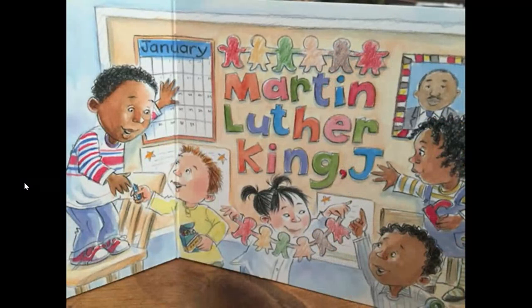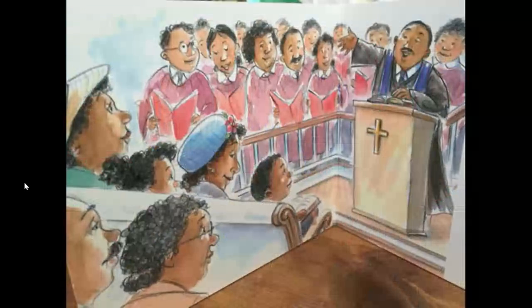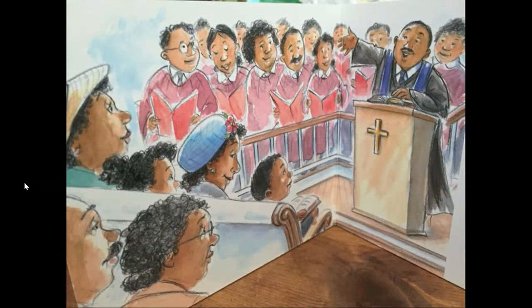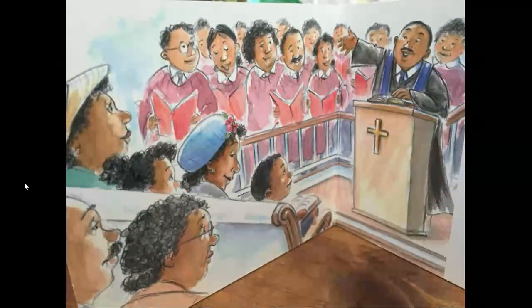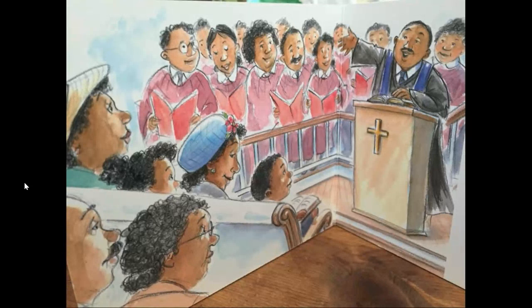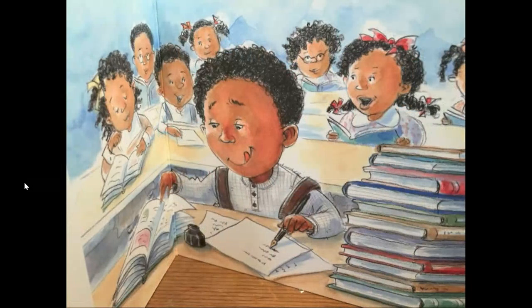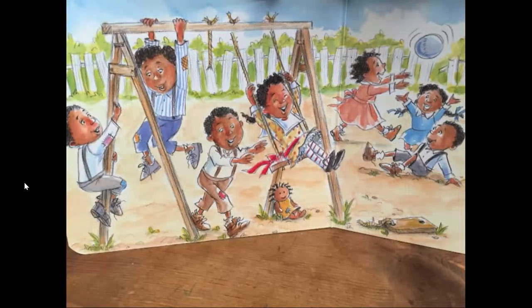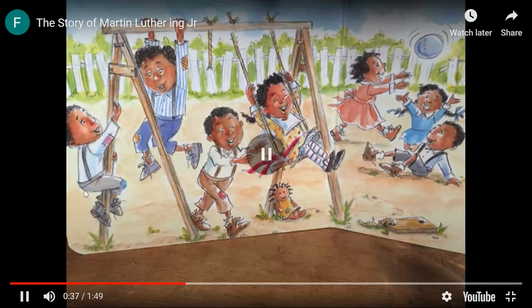Every January, we celebrate the birthday of Martin Luther King Jr. Do you know why we remember him? Martin was born in 1929 in Atlanta, Georgia. His father was a preacher. His mother was a school teacher. Martin liked to go to school. He always did more work than his teachers asked him to do. Martin's school was old. It needed a lot of fixing.